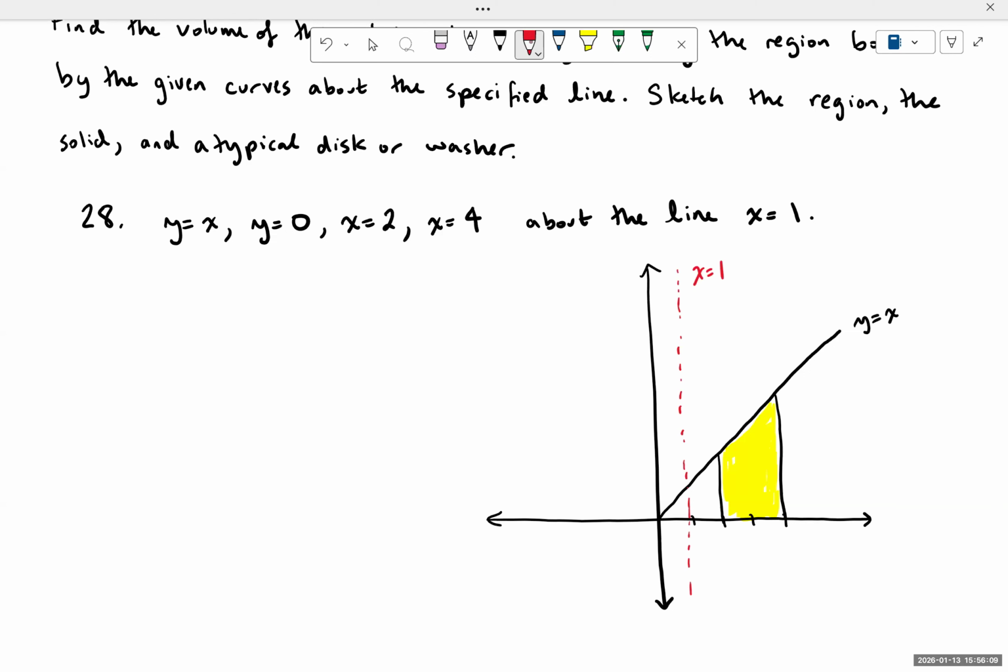Okay, so first of all, I'm going to try to clean this up a little bit. If I get rid of this, so we only need the part that we're looking at. Okay, so this line is now y equals x. And this is from 2 to 4. That looks a little bit better. I'm rotating around this line. Okay. So when I rotate this region around this line, you can see it's going to be like this.